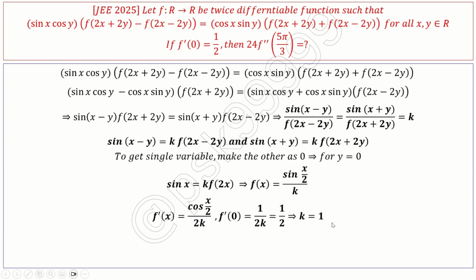Now I got my function. What is my function? f of x equals sin of x by 2 by 1, which is sin of x by 2. Correct. Now what I need is 24 times f double dash. f dash x is minus sin of x by 2 by 4. Sorry, f double dash x is nothing but minus sin of x by 2 by 4. So 24 times f double dash 5 pi by 3 is nothing but this value here, which, if I simplify it, is minus 1 by 8. That is the answer. Thank you.